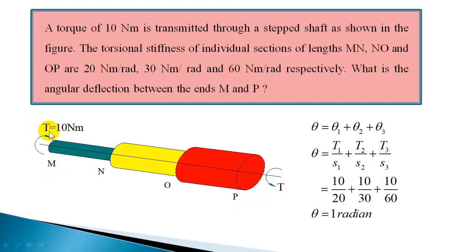The torque transmitted is given as 10 Newton meter. So 10 Newton meter torque is transmitted. You are given the stiffness of the 3 sections. The first section is 20 Newton meter per radian.